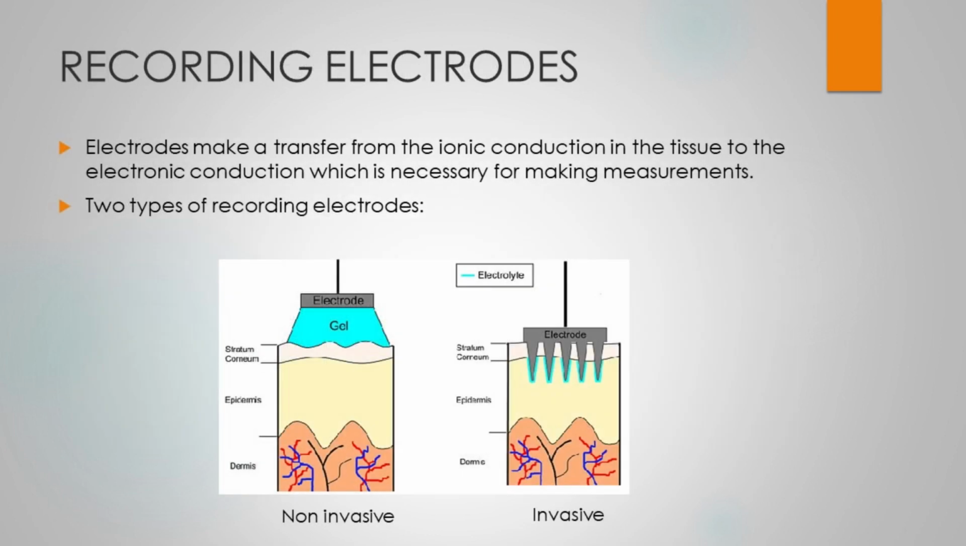Recording electrodes convert ionic conduction at the tissue to electronic conduction. Recording electrodes are classified into two types: invasive and non-invasive electrodes. Non-invasive electrodes are placed on the outer skin layer. Invasive electrodes are fixed in the body in such a way that it bypasses the outer skin layer.